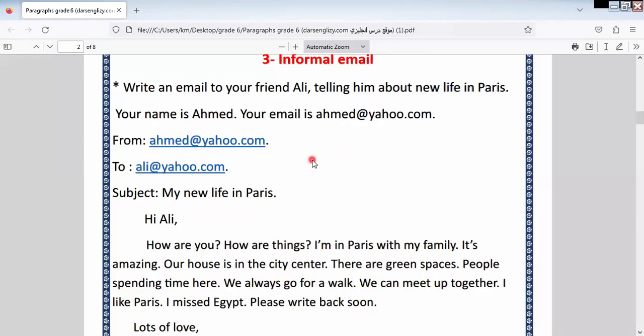So don't write your own email. I will repeat it again and again. If you write it, it will be marked on your paper and you will lose half a mark, okay? So you must know this.